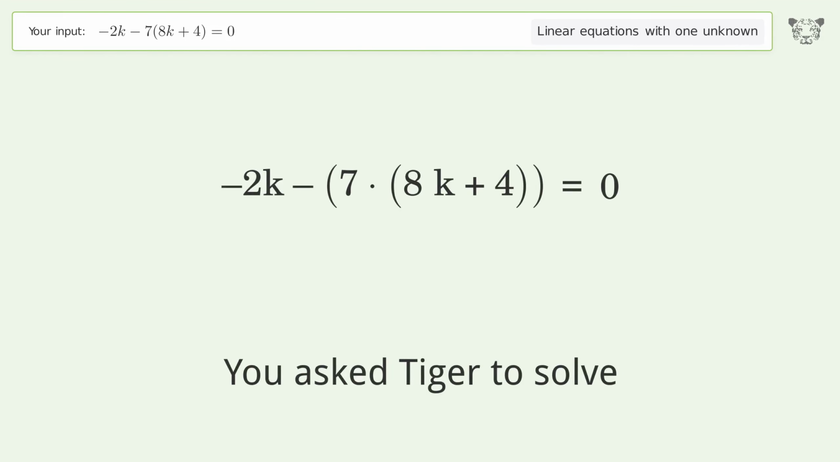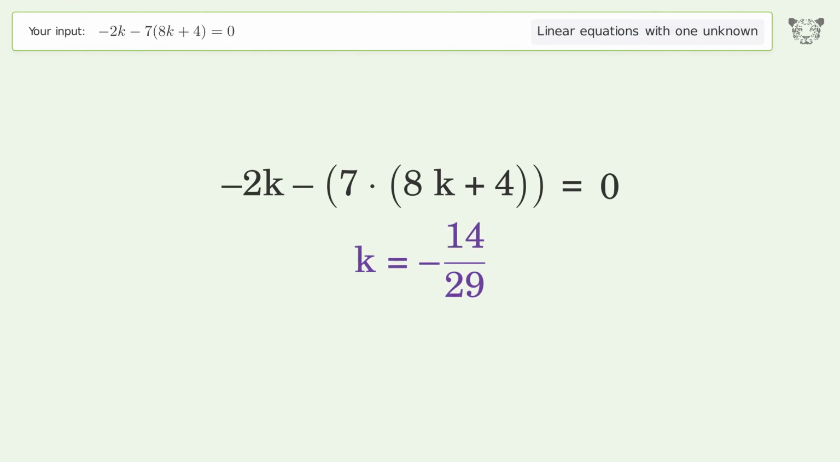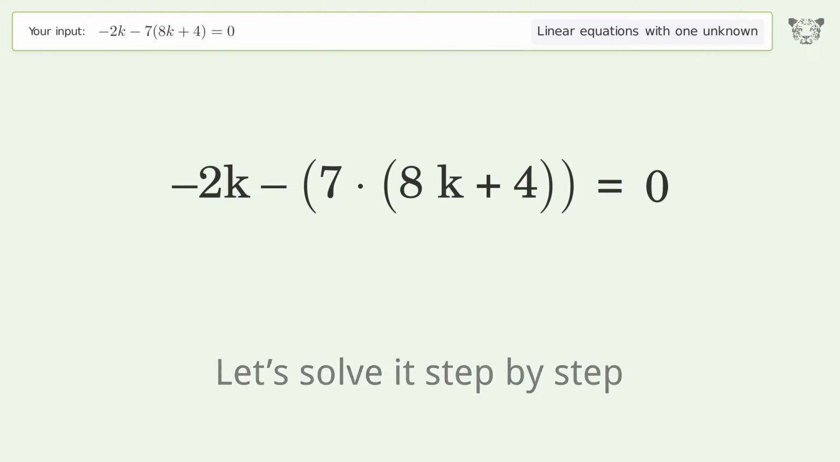You ask Tiger to solve. This deals with linear equations with one unknown. The final result is k equals -14/29. Let's solve it step by step.